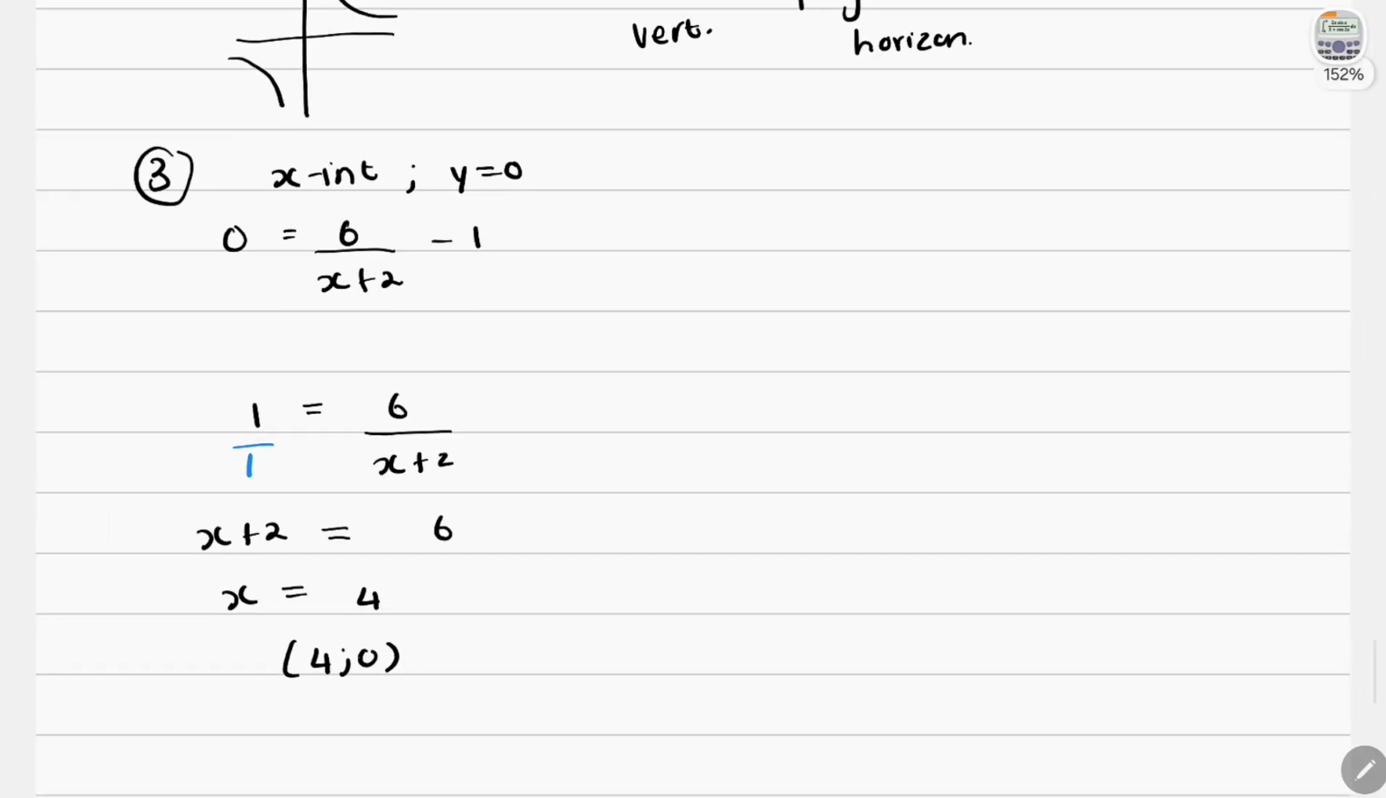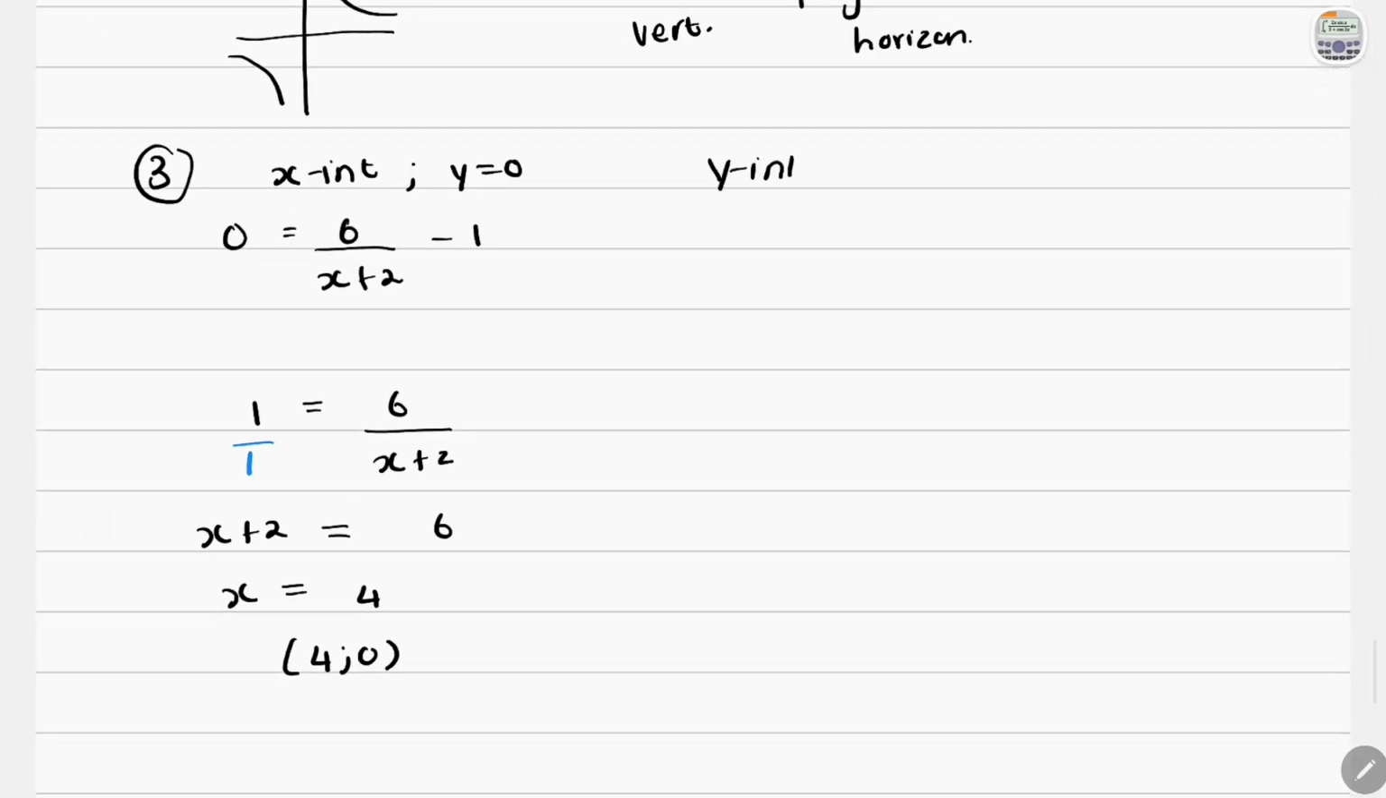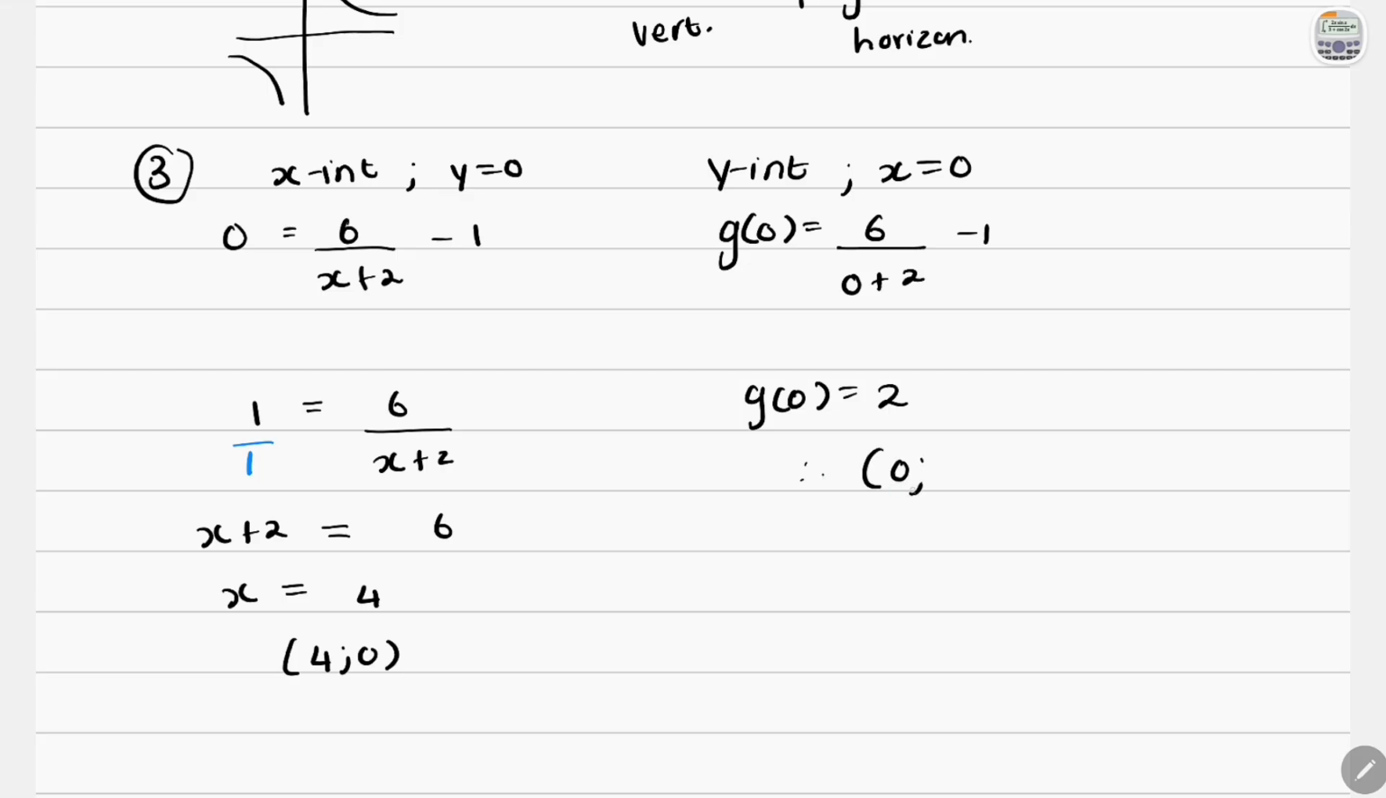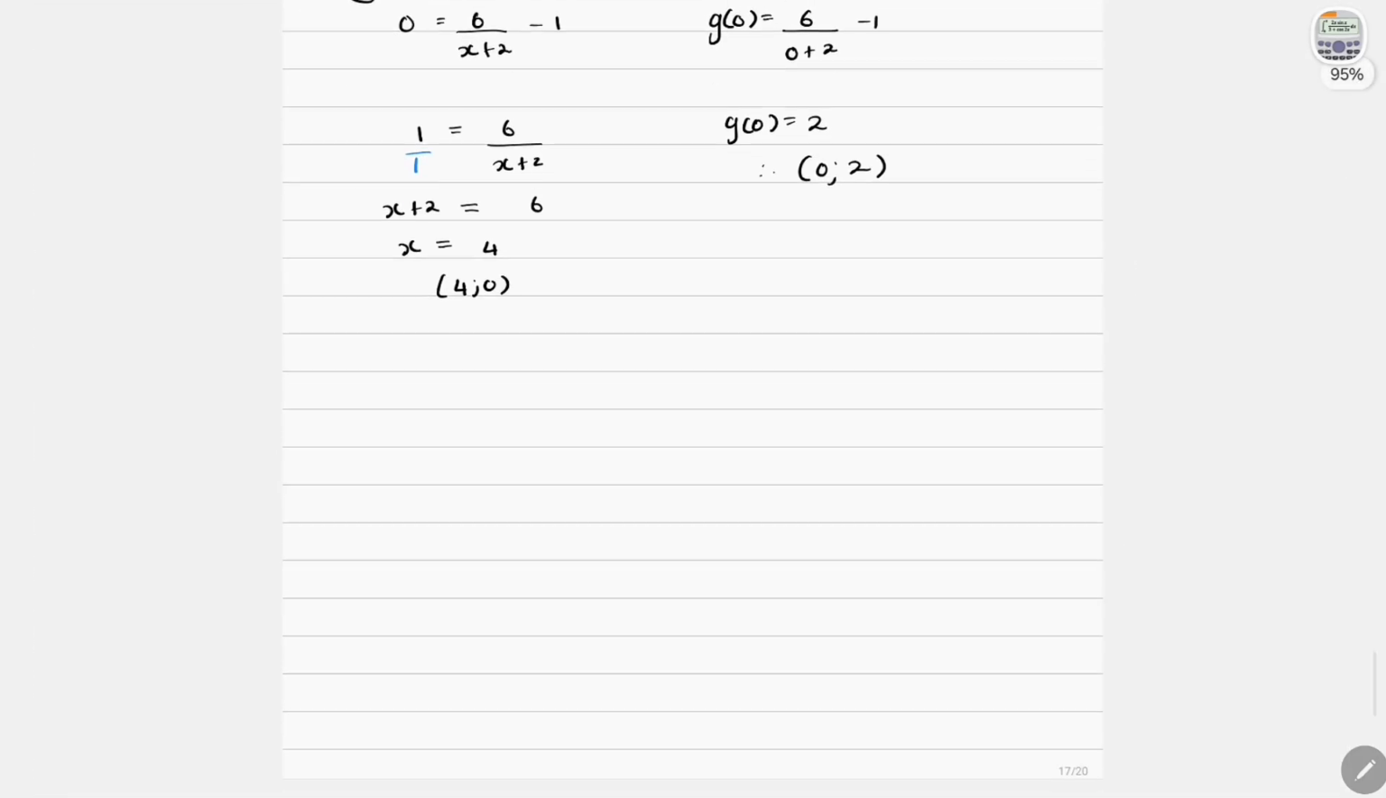And then we need to find the y-intercept. We find this simply by making x equal to 0. So we'll say g of 0 equals 6 over, and in place of x, you say 0 plus 2, minus 1. So g of 0 is finally equal to 6 over 2, which is 3. 3 minus 1 is 2. So the coordinates of our y-intercept are (0, 2). So there we go. We have our intercepts, and now we can finally sketch this graph.